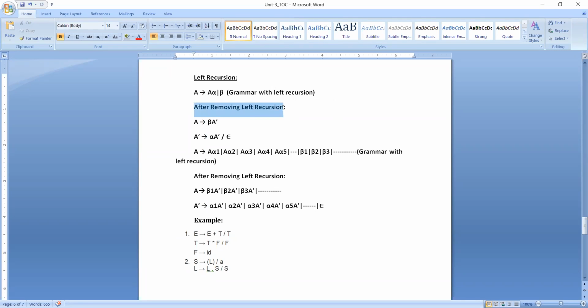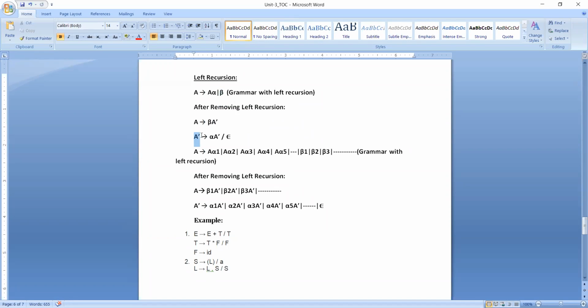For that, these are the steps that we are going to follow. We are going to rewrite the same grammar in a different way. How? A derives to beta. This is the beta part. We are not worried about what is in the beta part. We take this beta part and write beta A dash, where A dash is a new variable introduced in order to remove the left recursion present in the grammar.